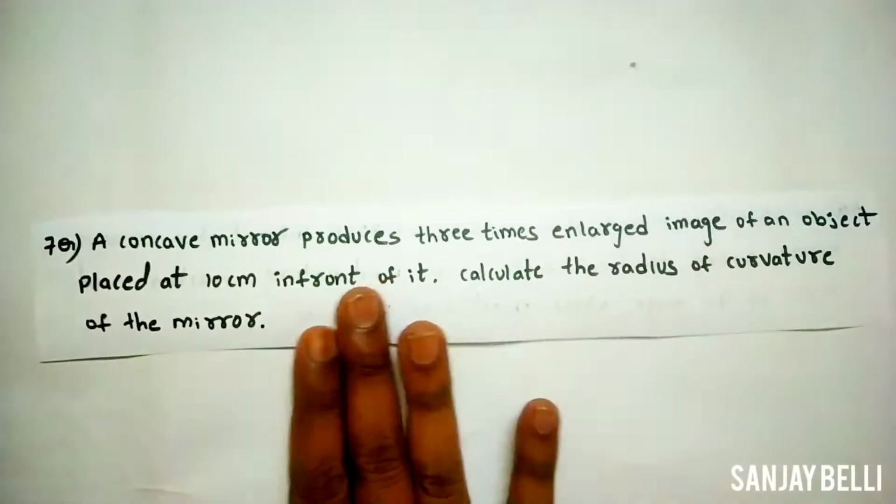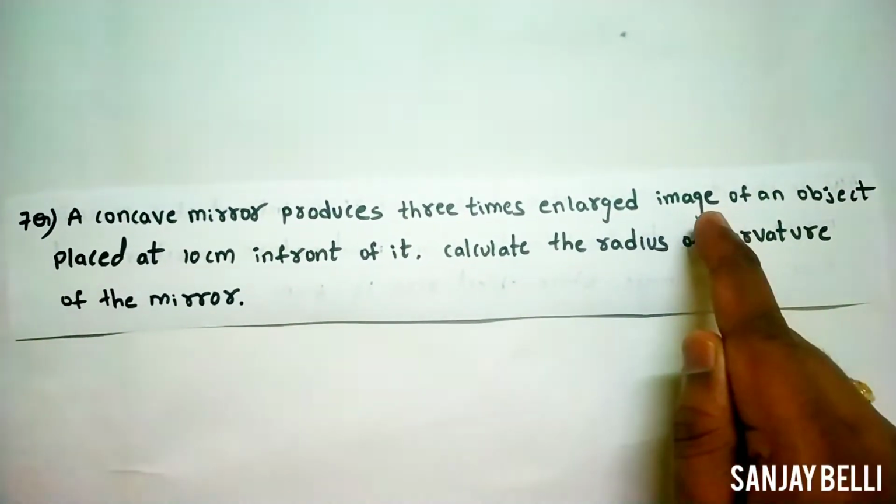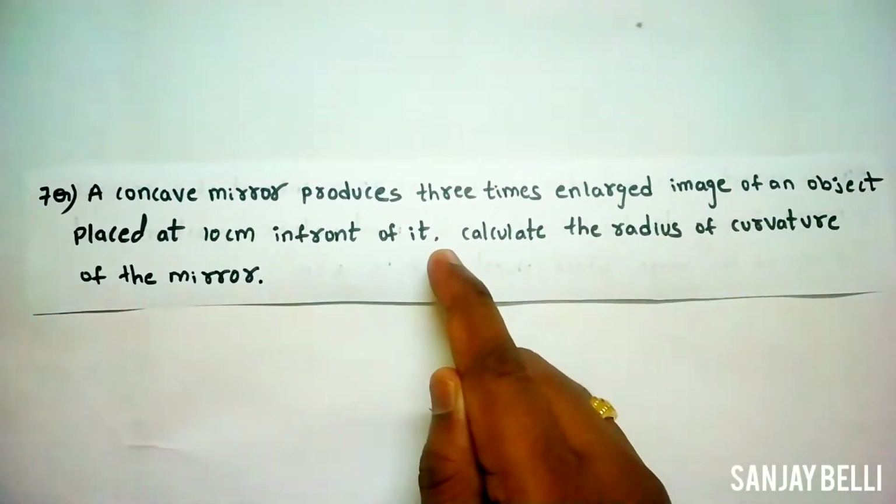Your seventh question. A concave mirror produces 3 times enlarged image of an object placed at 10 centimeters in front of it.